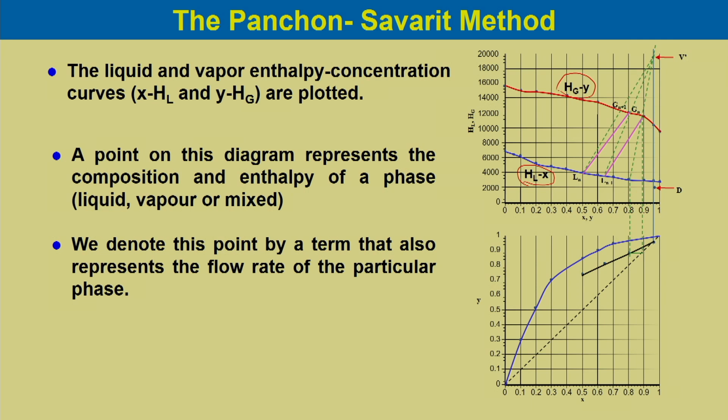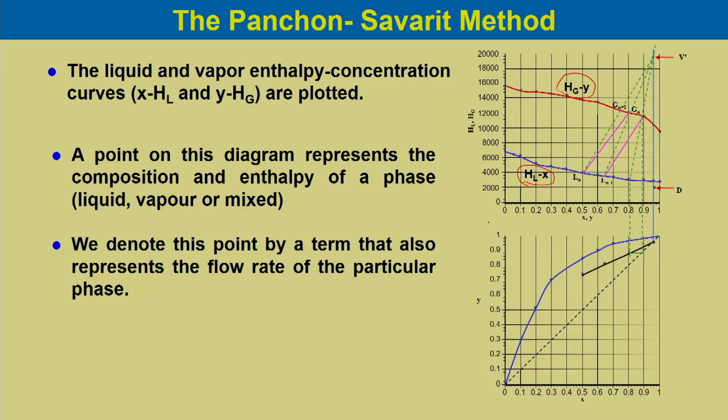We denote this point by a term that also represents the flow rate of the particular phase. If it is a liquid, it is L, the liquid flow rate, and for that particular tray it will be Ln or Ln minus 1 and so on. Similarly for the vapor phase, it is the gas flow rate to different trays. So, each point on this diagram also represents the flow rate of a particular phase.